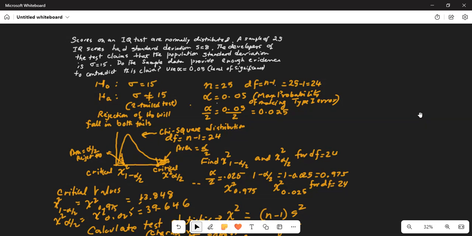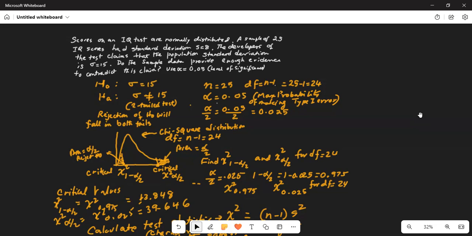Okay. So our alpha by 2 is 0.025. 1 minus alpha by 2 is 1 minus 0.025, which is 0.975. So we have to find chi-square 0.975 and chi-square 0.025. So we go to the critical values table. The first column is degrees of freedom. That should be 24. So we select degrees of freedom 24, draw a horizontal line, and then a vertical line through the top row where the areas are given, 0.975.